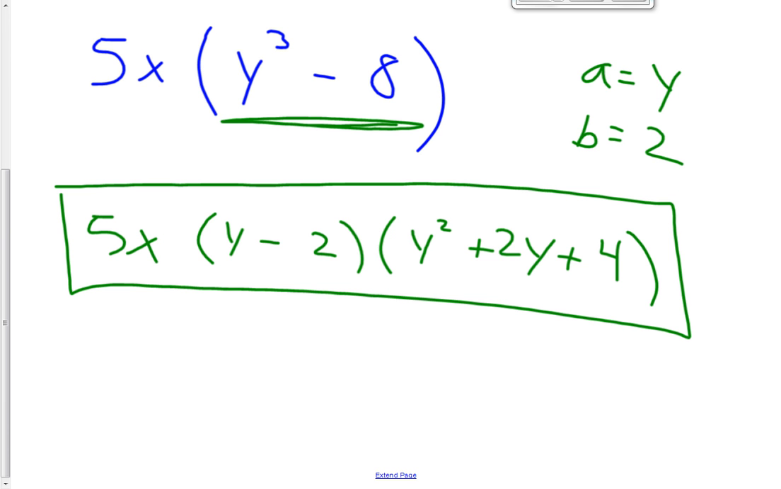Always remember, whenever you see two terms, you've got to think, is this the difference of two squares? If it is not, now go to the difference or sum of two cubes. And then you just follow your formula.